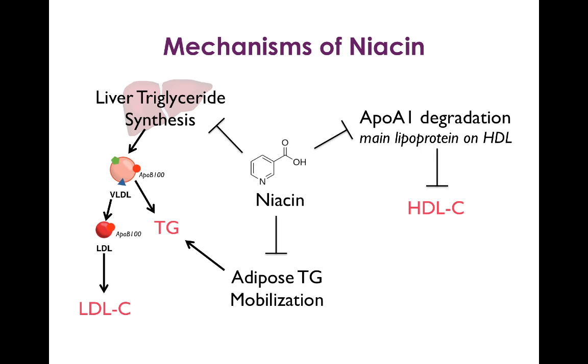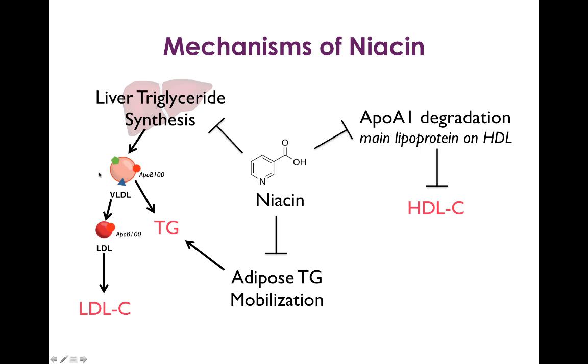So now let's talk about the mechanisms of niacin. There are really three mechanisms by which niacin works. It's not 100% clear to me that these are all ironclad mechanisms, but at least this is what we think we know. So one thing that niacin does is that it decreases liver triglyceride synthesis. And triglycerides are a big part of the endogenous pathway of lipoprotein metabolism. Triglycerides are really important for making VLDL, which, as you'll recall, eventually gets processed to LDL.